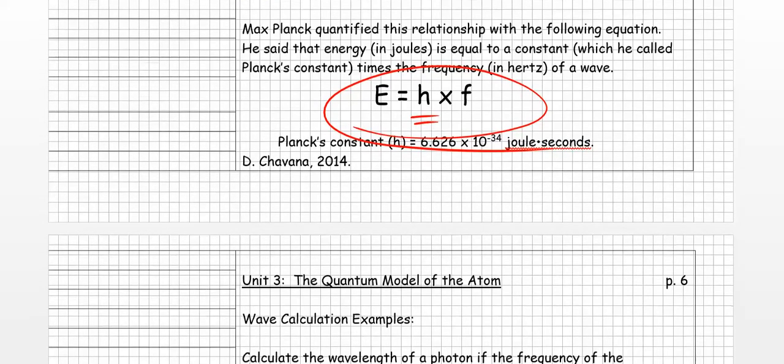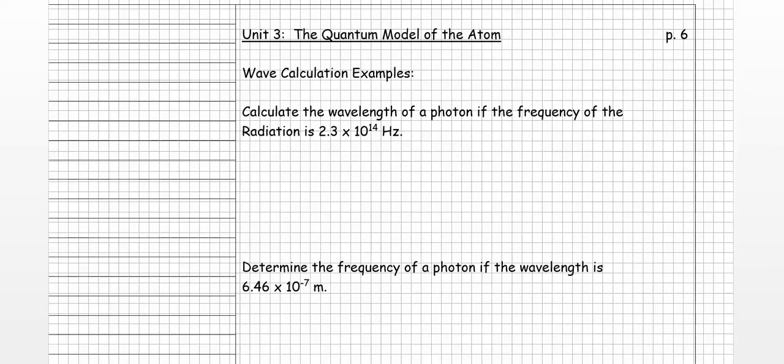All right, so let's do a couple of examples. Calculate the wavelength of a photon if the frequency of the radiation is 2.3 times 10 to the 14th hertz. So we're being asked for wavelength, right? A photon is like a packet of energy. So we know that the speed of light is equal to the wavelength times the frequency. And I can write it as C because this is electromagnetic radiation. A photon is light. So I'm being asked for the wavelength, and I'm given the frequency in hertz.